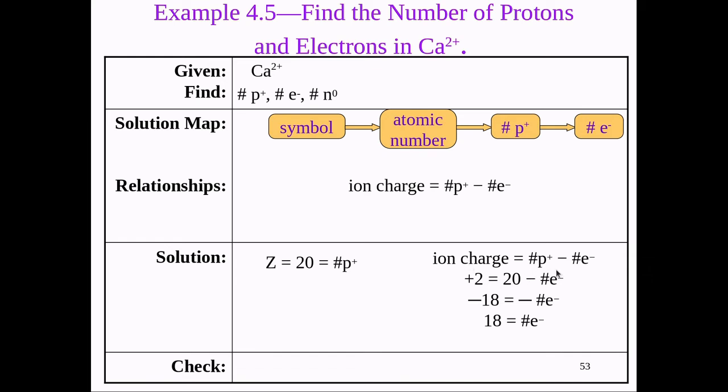We know that the ionic charge is going to be equal to the number of protons minus the number of electrons. We now know the ionic charge is 2 plus. We know that the number of protons is 20. Okay, we can plug that into the equation and we can see that the number of electrons is 18, which is 2 less than 20, right? So that gives us that 2 plus charge.